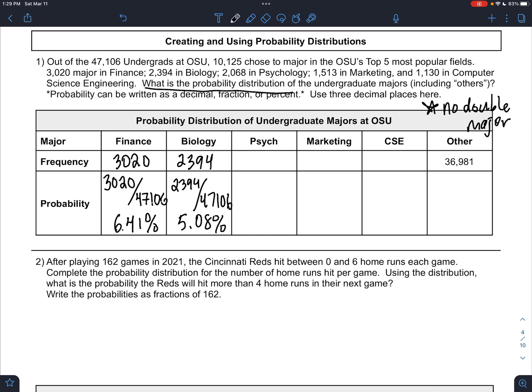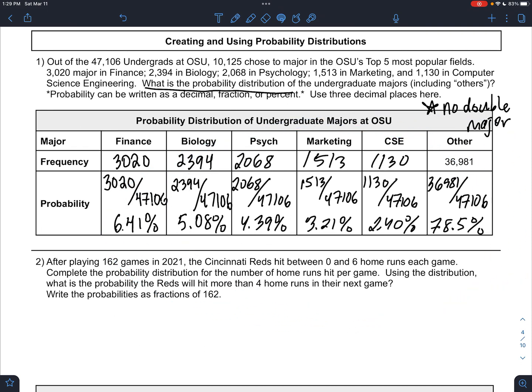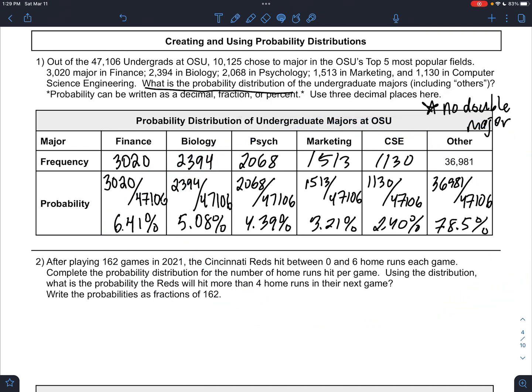And we would do the same with biology and divide. And we expect this number to be a little smaller, and it is. Okay? And we would just fill in the rest of the table just like that. So we see that if you were to pull someone off campus, an undergrad, and ask them, what's your major? There's a 78.5% chance that it won't be one of these top 5. But there's almost a 7% chance that they're a finance major.